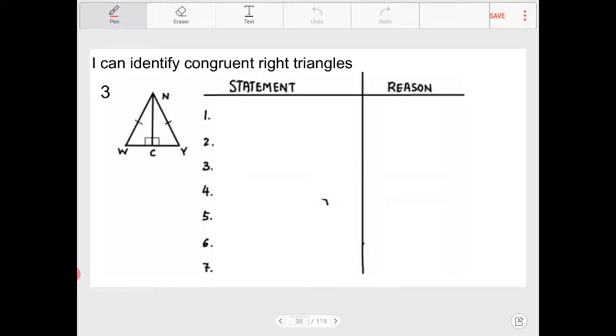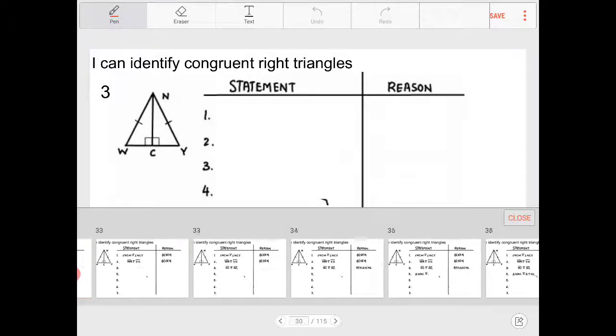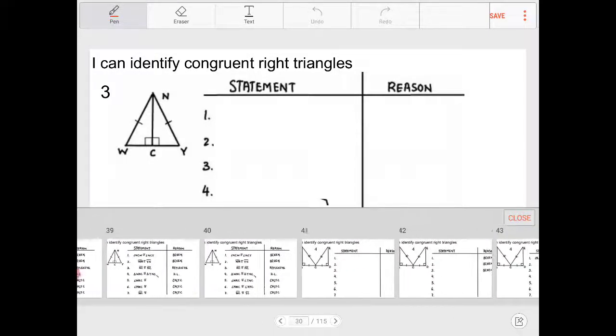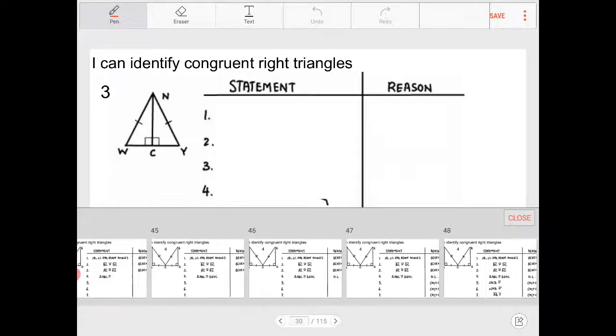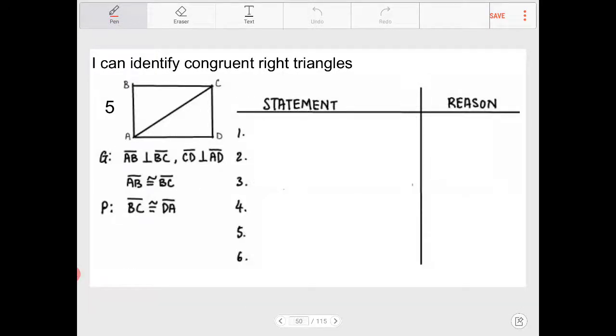Let's take a look at another example, and I'm going to fast forward here to slide number 51. I'm just going to fast forward here just to give you some variation on different types of problems that you may encounter. So let's take a look at this guy right here. So here you're told that AB is perpendicular to BC, CD is perpendicular to AD, and that AB is congruent to BC. Let's write all this information down in the proof.